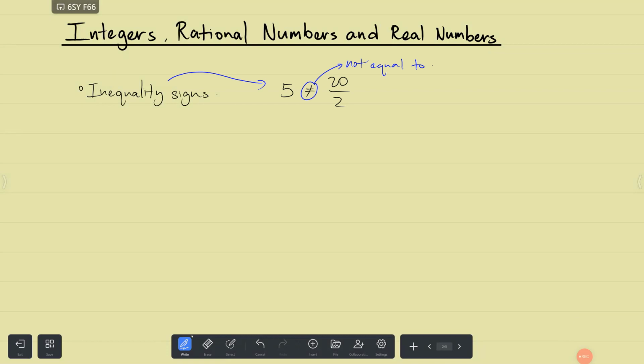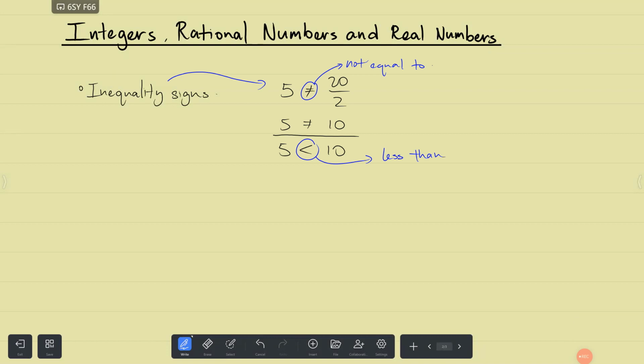And because 20 over 2 is just 10, you can also say that 5 does not equal 10. So it's an obvious fact, but we want to relay more information than them not equaling each other. So what we can say is the relation one number has to the other. For example, in this sentence, we can say that 5 is less than 10. So this symbol relays the information that is less than. 5 is less than 10.